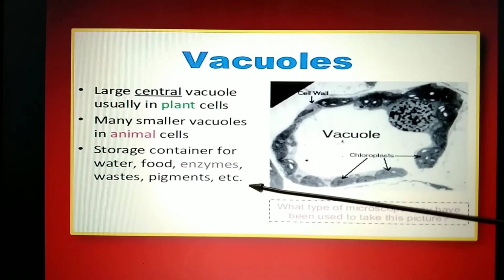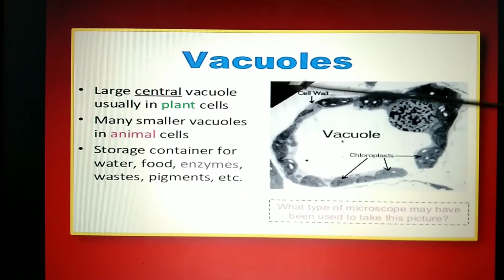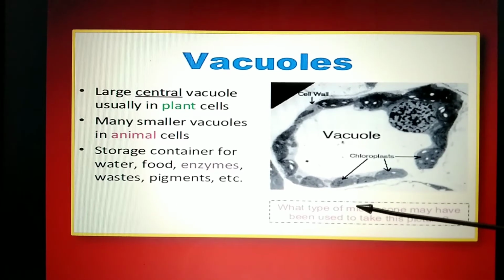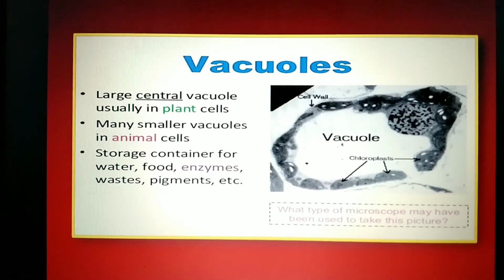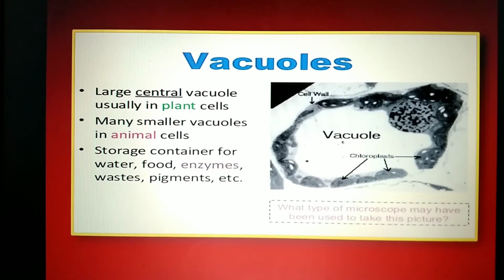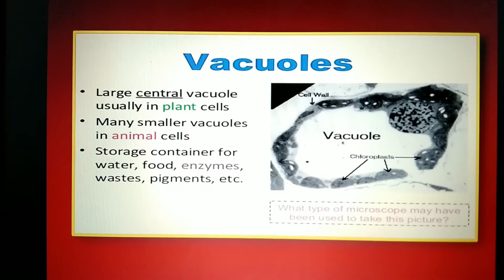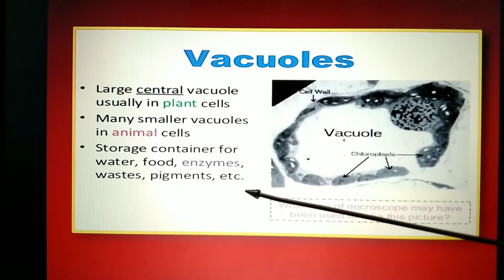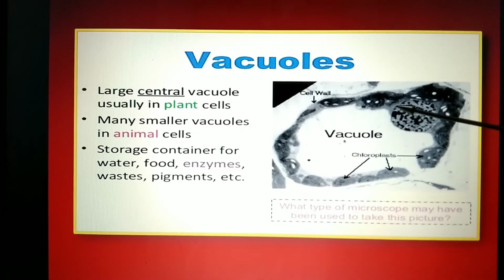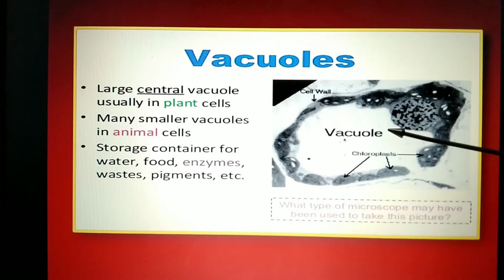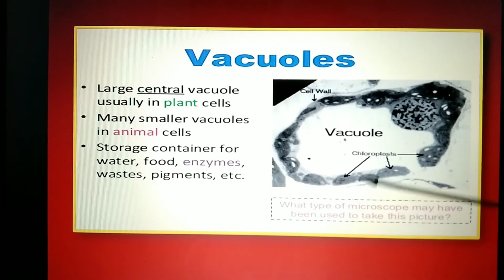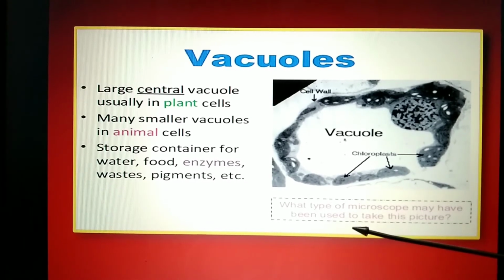The main function of the vacuole is to maintain the osmotic pressure in a cell and to store toxic metabolic byproducts of the cell. It also helps to provide turgidity and rigidity to the plant cells. So, a question arises: what kind of microscope may have been used to take this kind of picture which shows the vacuole in a plant cell? The answer is the electron microscope.